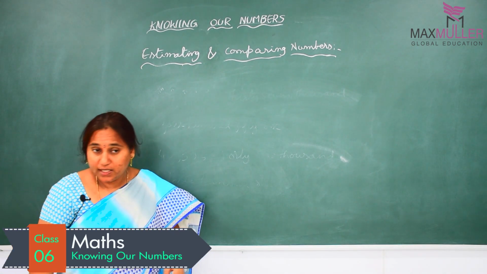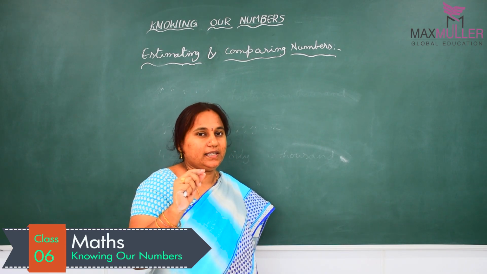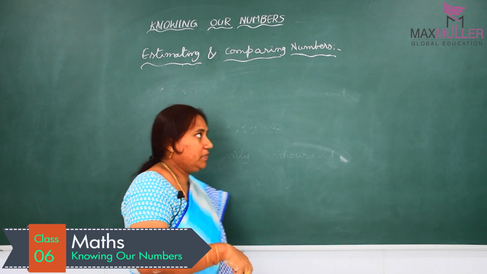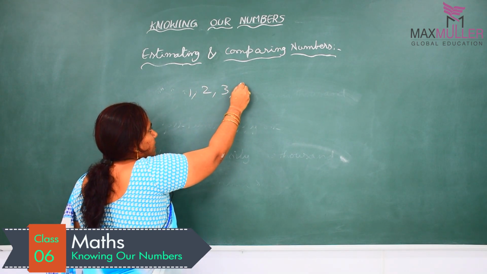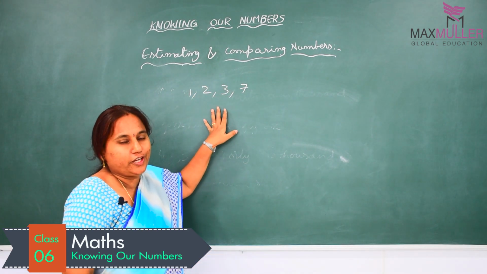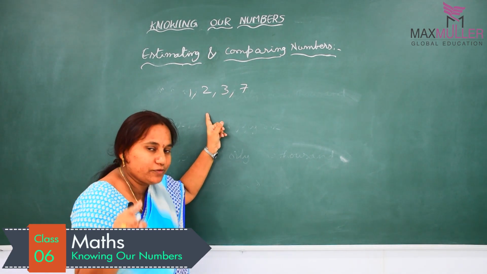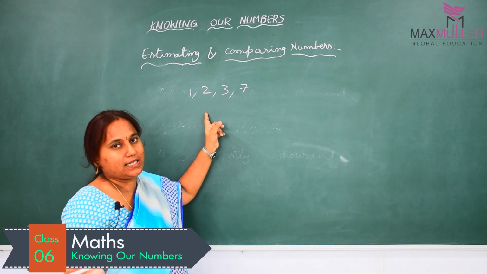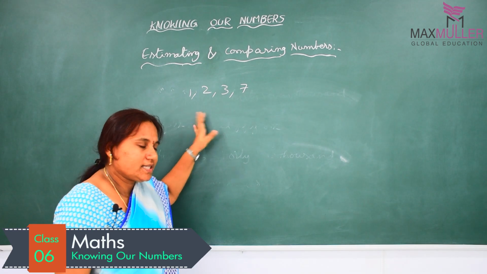Next, they will give you some digits and ask you to write the greatest and the smallest numbers. Suppose they are giving here 1, 2, 3 and 7. They gave you 4 digits. They are asking you to write the smallest 4-digit number and also the greatest 4-digit number. So here also the same way.